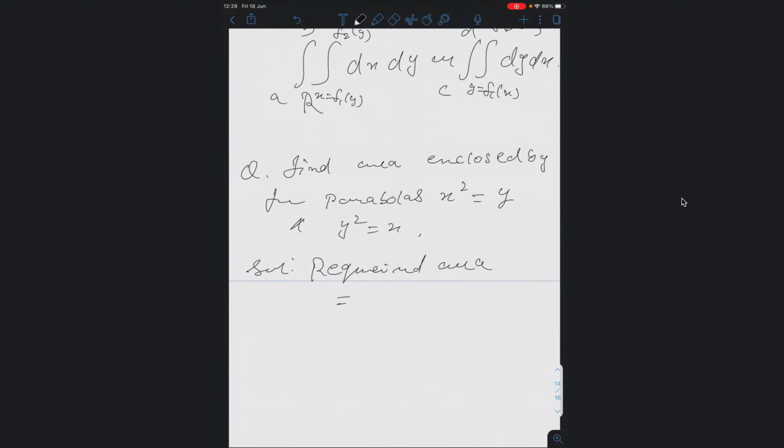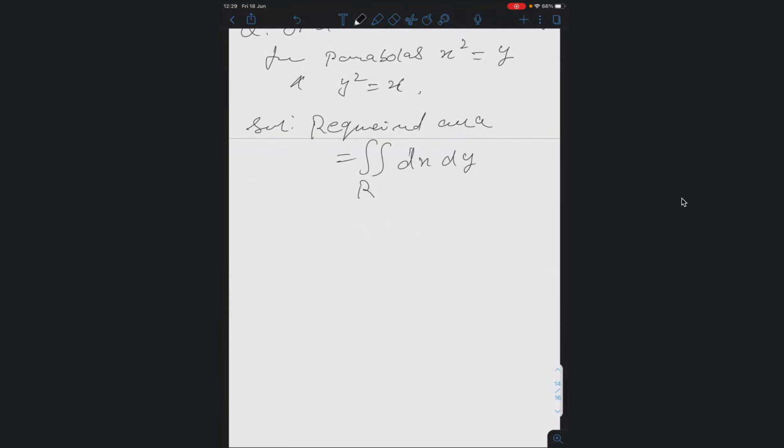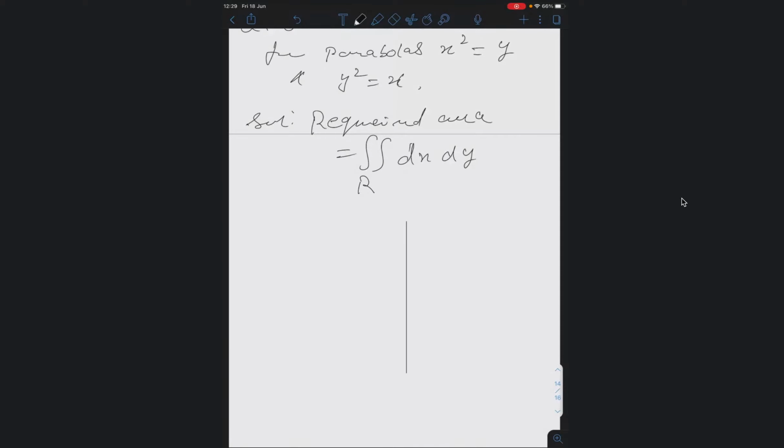Required area is given by the double integral over the given region R. Either you write dx dy or dy dx, it's your wish. So this is what we need to calculate. To calculate this one, first we need to draw the curves.